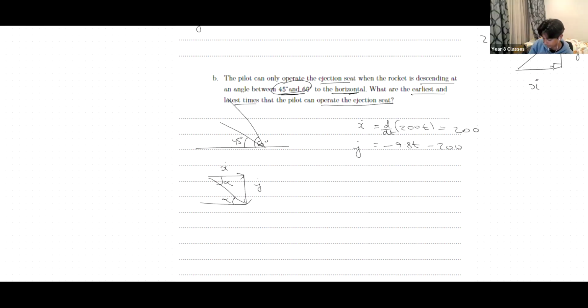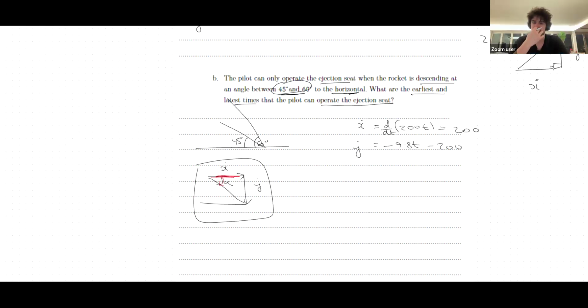So from this diagram, we're looking for it to descend at an angle of 45 or 60 degrees to the horizontal. If I consider, for example, this to be the horizontal, and it's descending at 45 to 60 this way, then the two angles I'm looking at are either going to be negative 45 or negative 60. Because if you think about it, we're going in the negative direction.